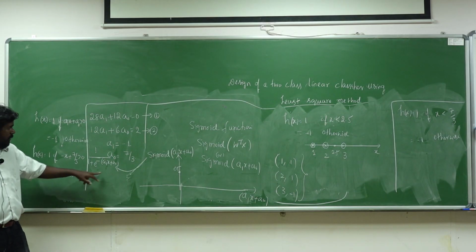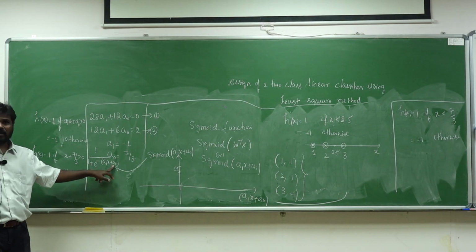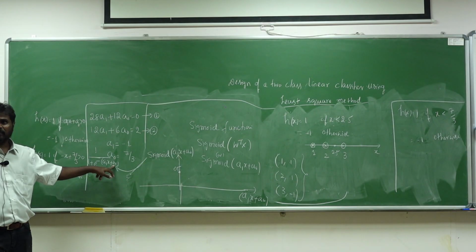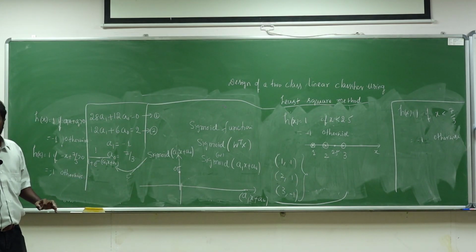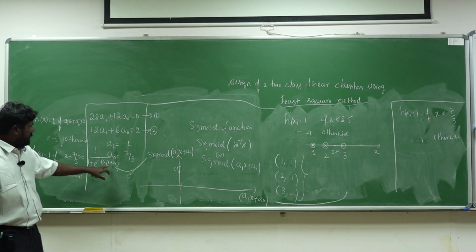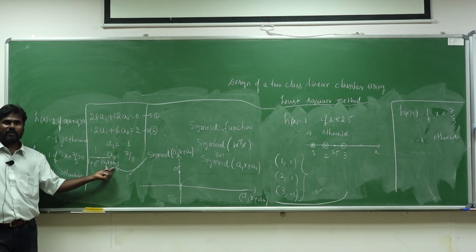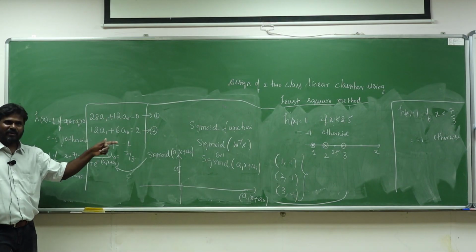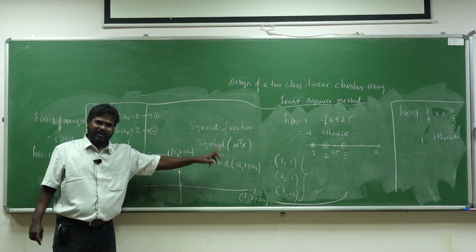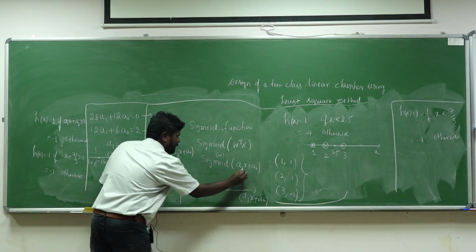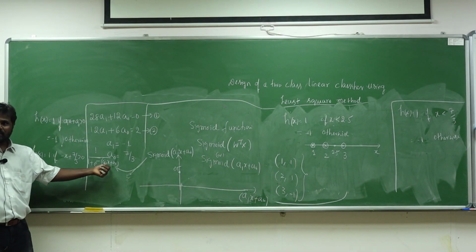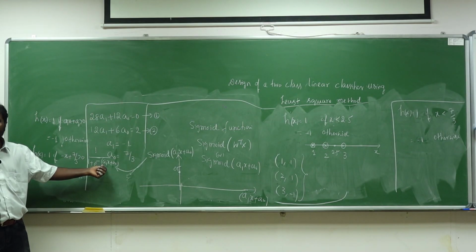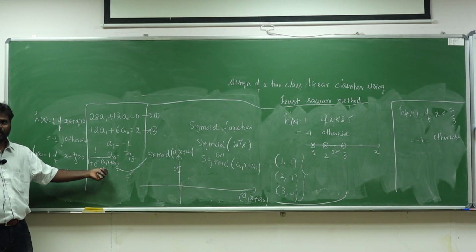Now, if this is infinite, what is that? If this is an infinite value, e power minus infinity is 0, and what you would get is a 1 value. So at infinity, 1 value. At minus infinity, what do you get? You're saying 0, right?